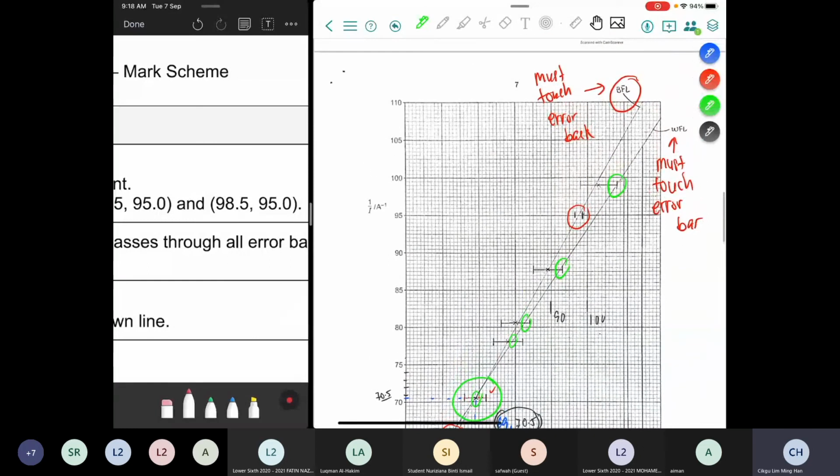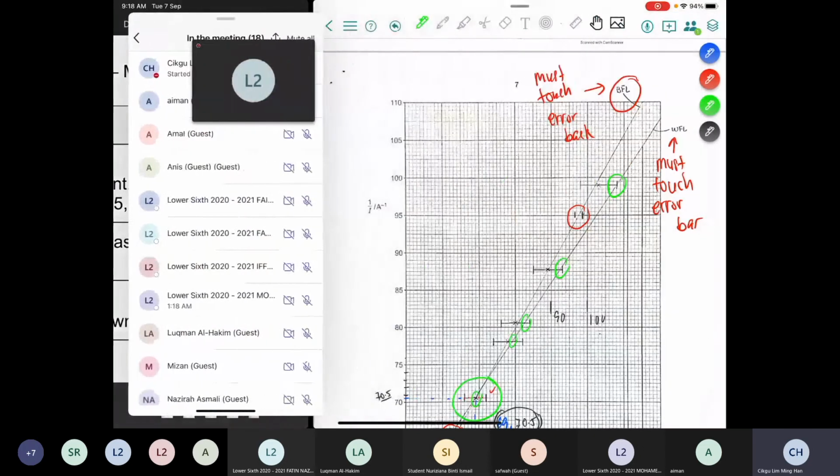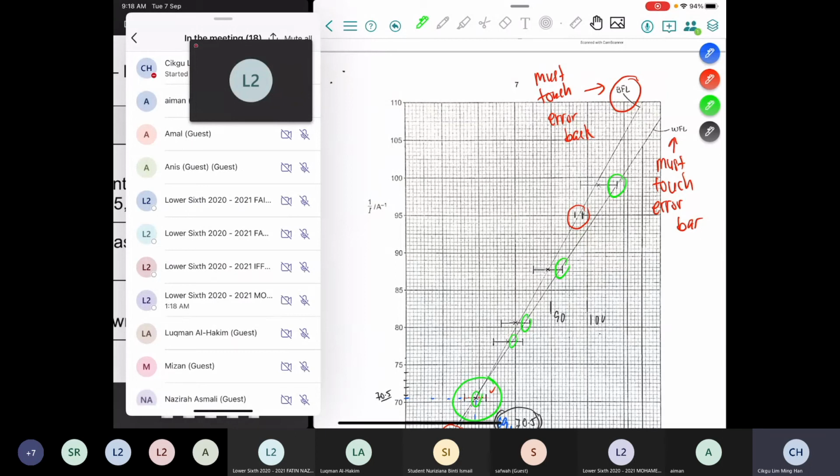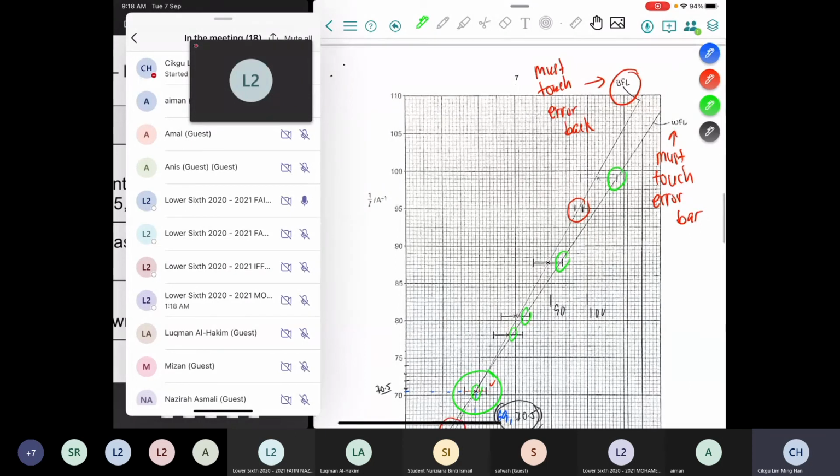Yeah. Anybody have any question about this? Open up to questions now. Do you understand how to get the best fit line and the worst fit line?